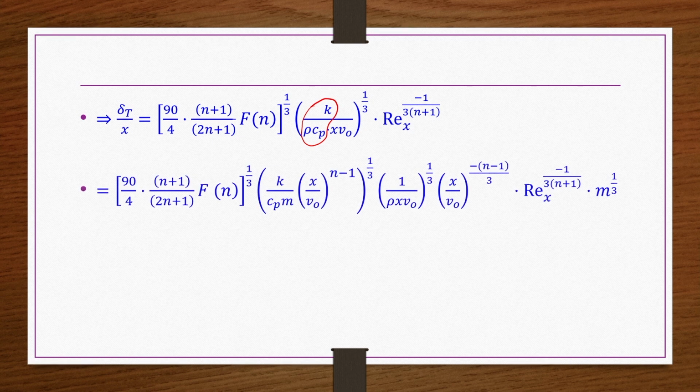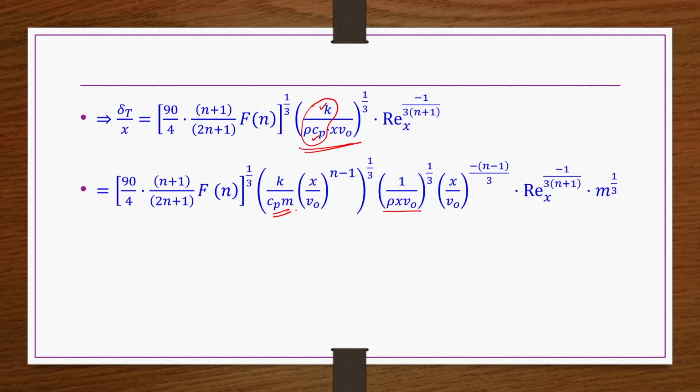Next step what I am doing, I am writing k by Cp m here, and then x by v naught whole power n minus 1 and then the power 1 by 3 is there. So, the remaining terms: k I have taken, Cp I have taken from this parenthesis. So, remaining terms are 1 by rho x v naught, so 1 by rho x v naught whole power 1 by 3.